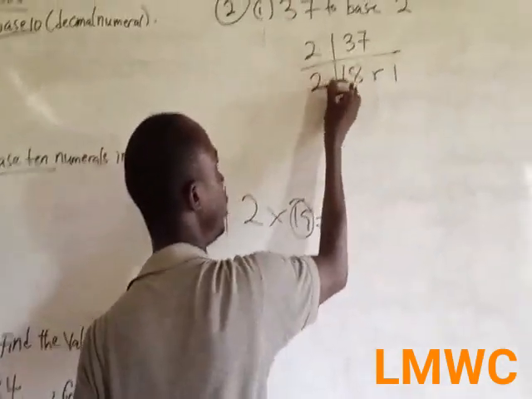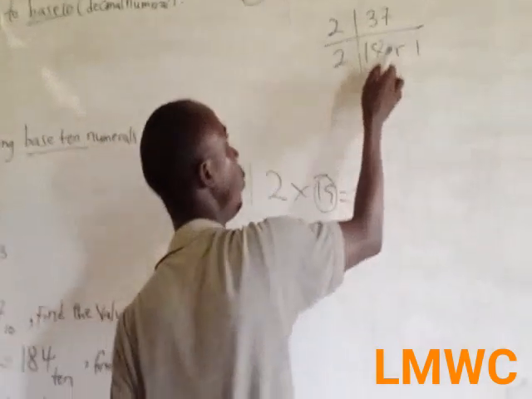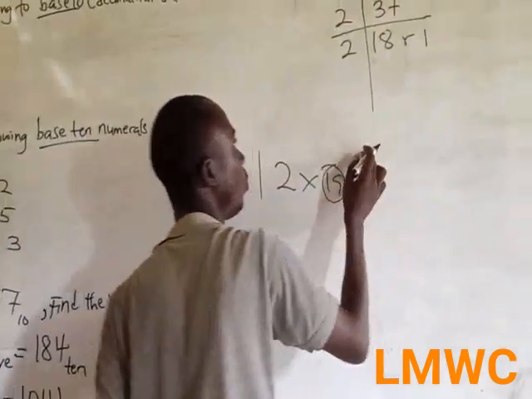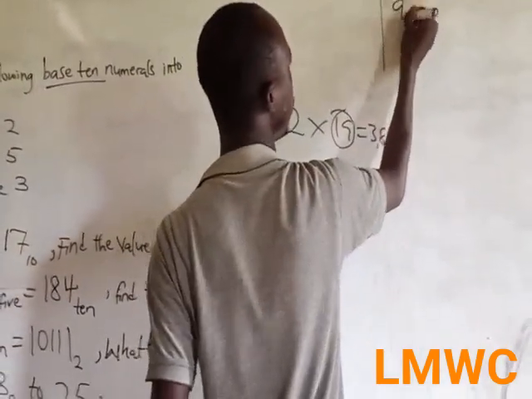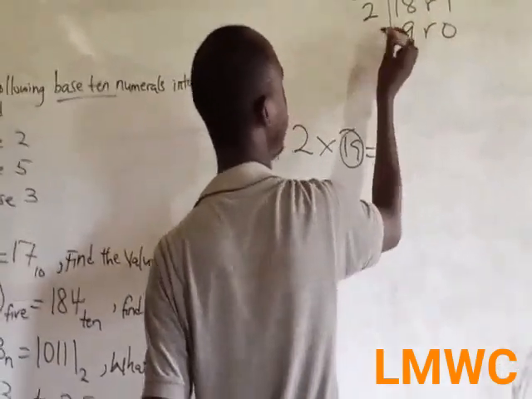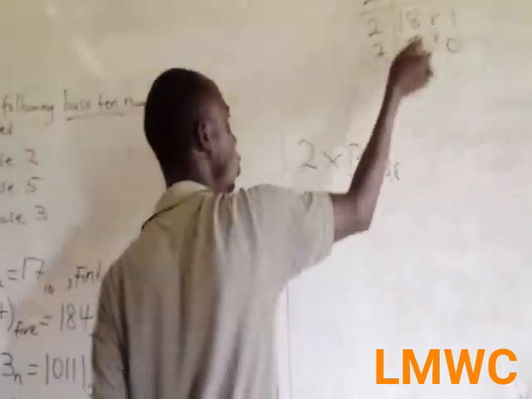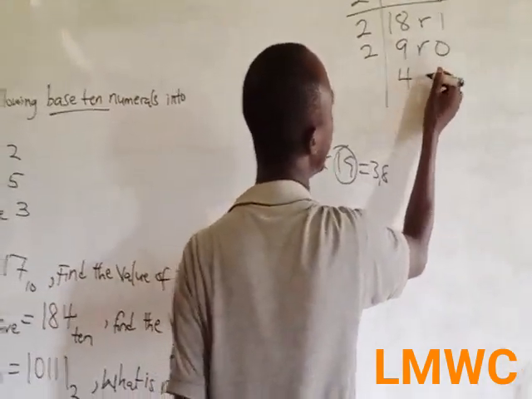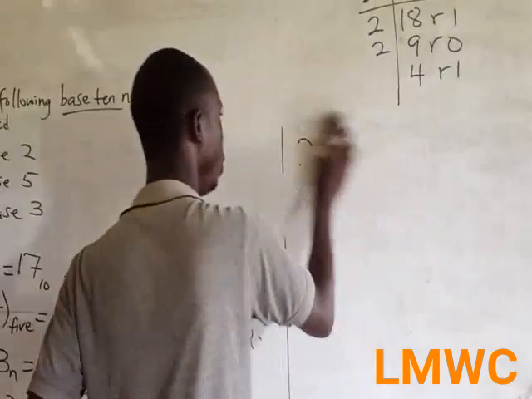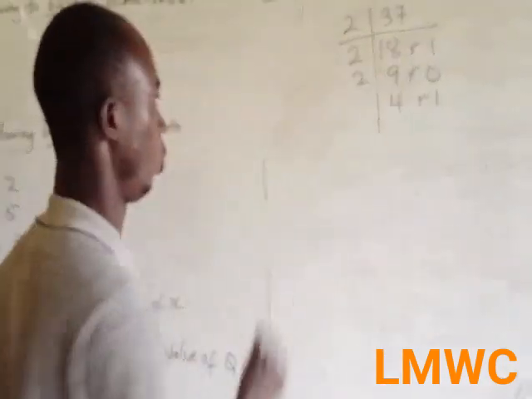So you write your 2 here, because 2 can still divide. We are using this 2 throughout. 2 times what number will give us 18? It is 9, remainder 0. You bring your 2 here, because 2 can still go into 9. 2 goes into 9, how many? 4, remainder 1. We are still using our base, which is 2.